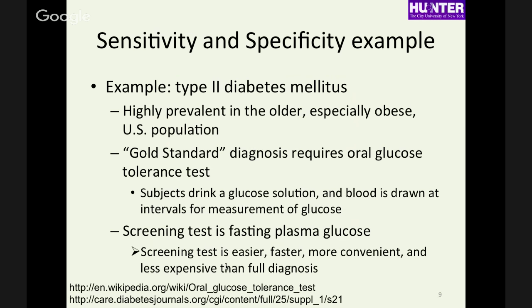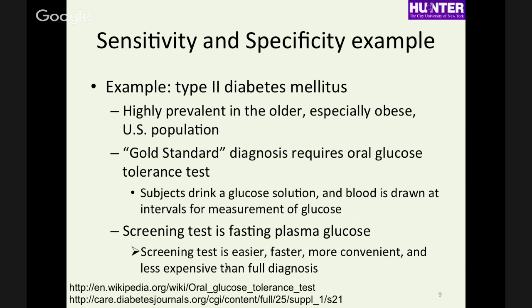Here's one more example. Type 2 diabetes mellitus, which is highly prevalent in the elderly US population. The gold standard diagnosis requires the oral glucose tolerance test, which requires fasting, drinking a glucose solution, then drawing blood at intervals to measure the glucose and how it falls off with time. So it requires a long period of time, it's expensive, and it requires blood drawing. However, there's a screening test which requires just the fast and a measurement of the amount of glucose in the plasma, in the blood.